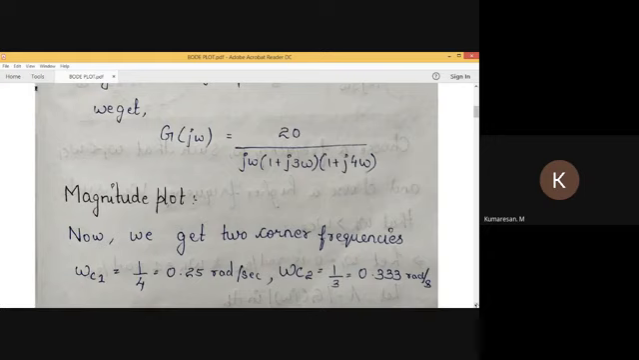So from the given system, we are going to plot two plots. One is the magnitude plot, another one is the phase angle plot. After completing the magnitude plot and phase angle plot, we can find out the phase margin, phase crossover frequency, and gain crossover frequency. Why? Because we want to analyze the system response with respect to the various frequencies.